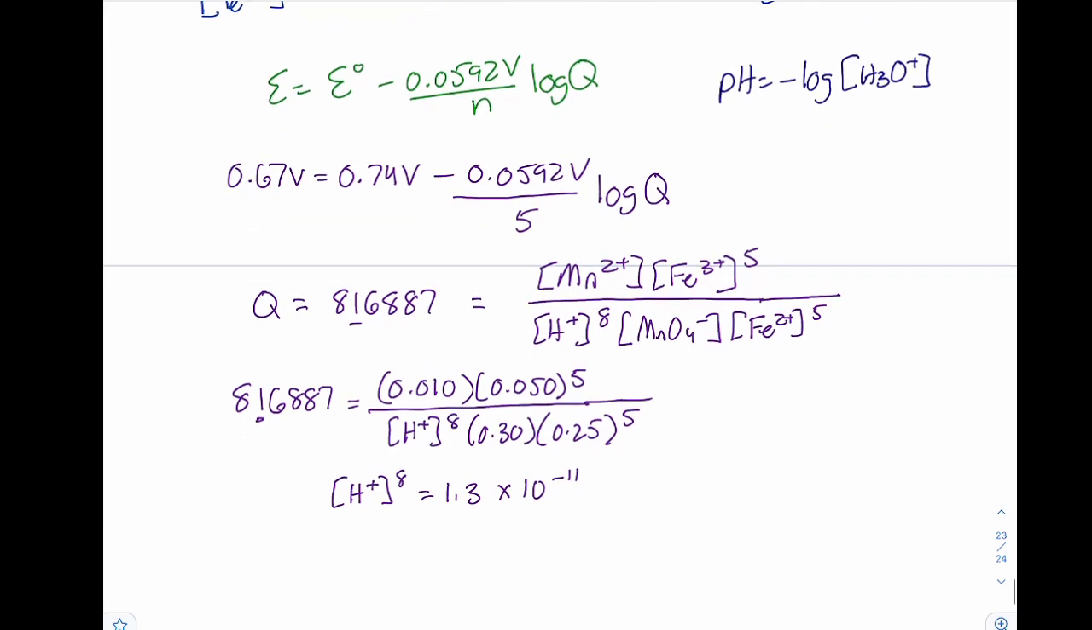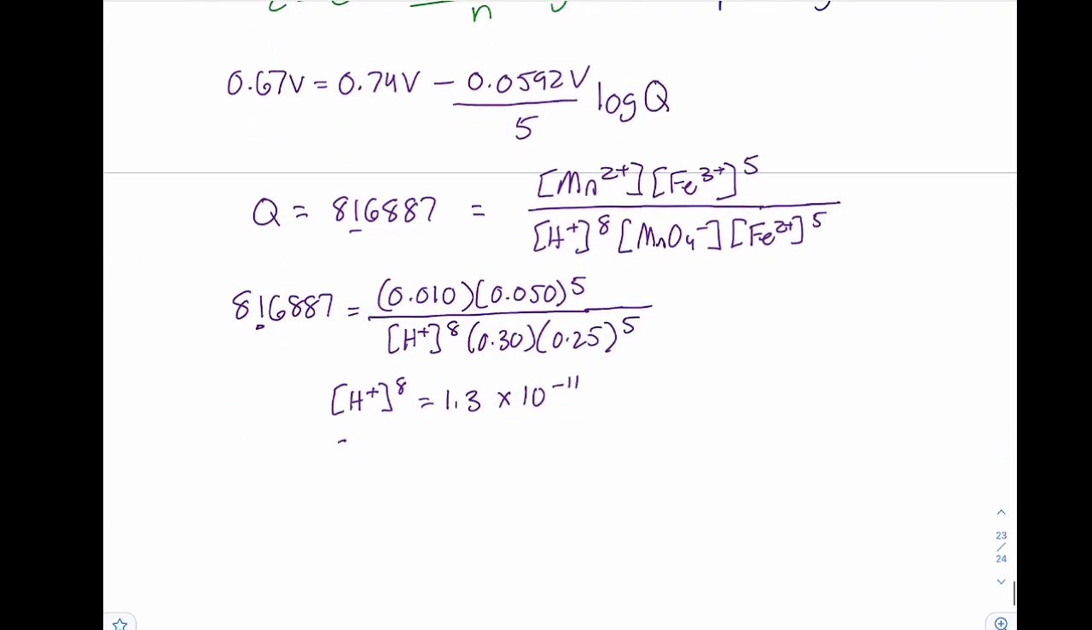So I do need to take the 8th root of both sides. So I'm going to essentially raise 1.3 times 10 to the negative 11th to the 1/8 power. And when I do that, I get that my hydronium ion concentration is equal to 0.044, just rounding for sig figs here, and then my pH is going to be the negative log of that number.